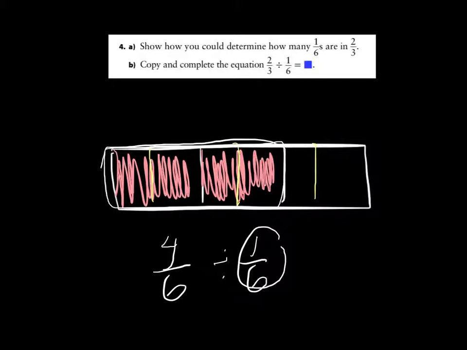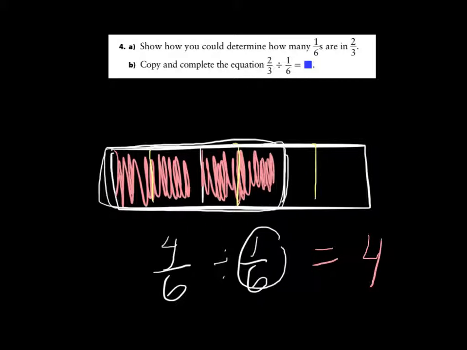Right here. Let's count them. There's 1 out of 6. There's 1 out of 6. That's 2, 3, 4. So our answer is how many 6ths are in 4/6? There's actually 4 of them.